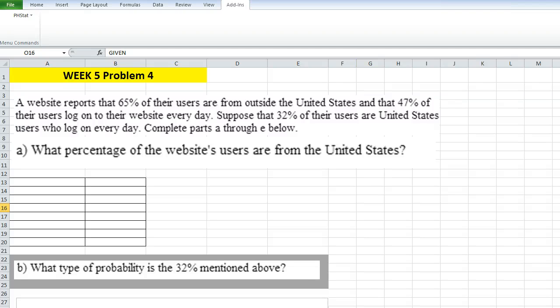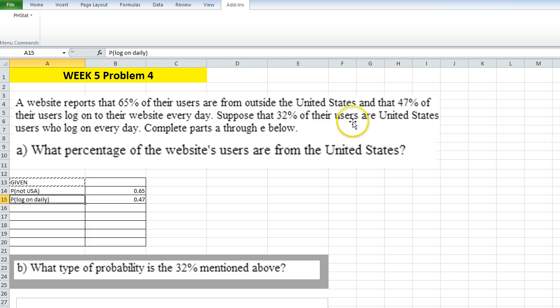Welcome to week 5, and this is going to be example problem 4. The given information in this problem is that a website reports that 65% of people are users from outside the United States. So this 0.65 represents the probability that you're not in the United States, and that 47% of their users log on to their website every day. So this 0.47 represents the probability that they log on daily.